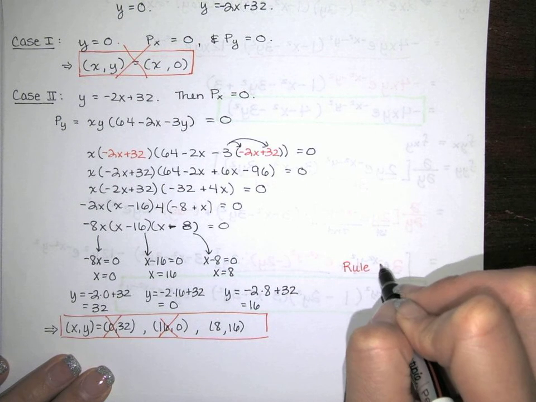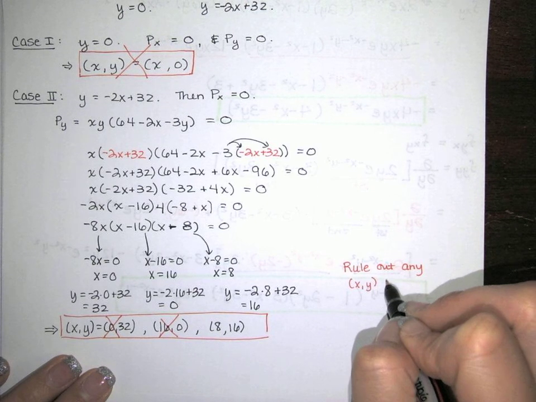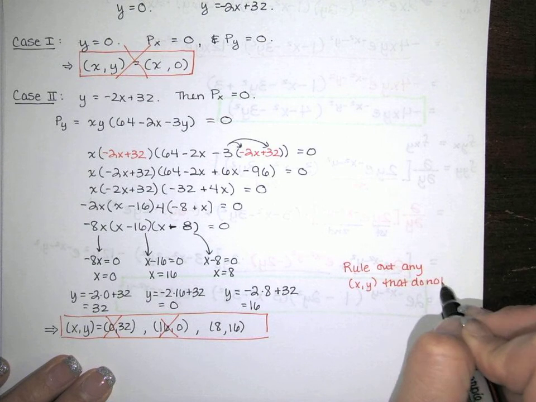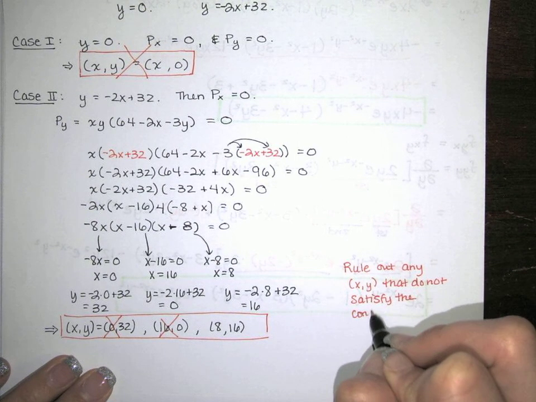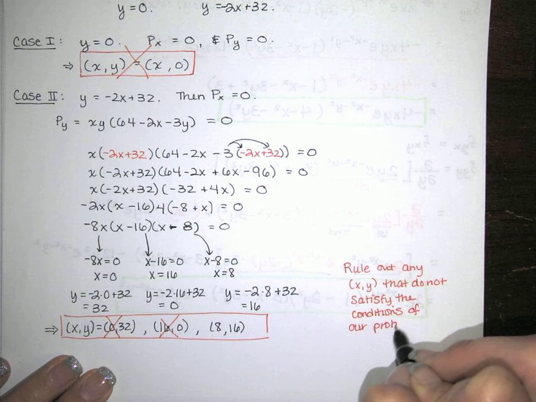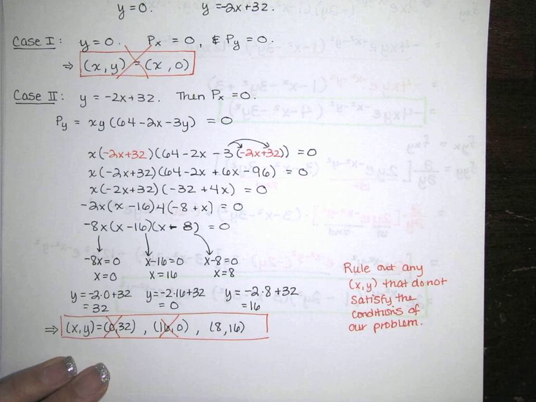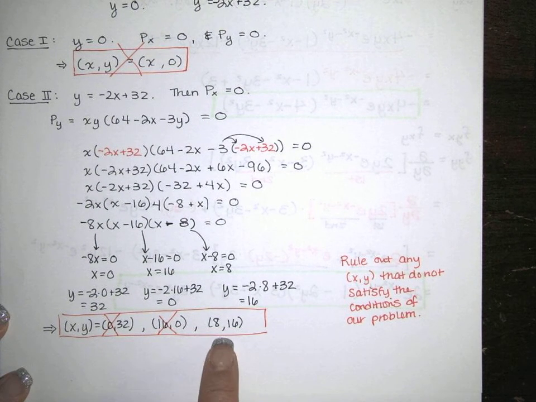We ruled out any x, y, let's say, that do not satisfy the conditions of our problem. x and y had to be positive, so that guy's gone, and that guy's gone. So here x and y are positive. Hopefully the z that goes with that is positive as well, so all the conditions are satisfied. But let's see. Okay, so we need to test this point.